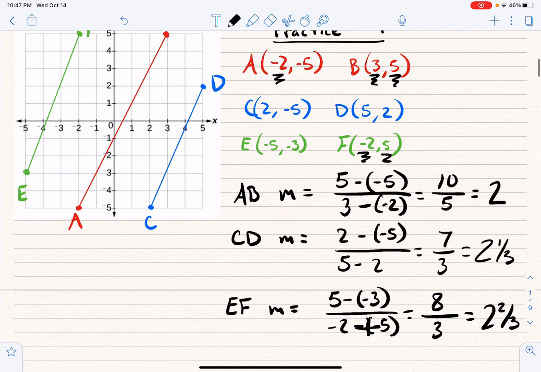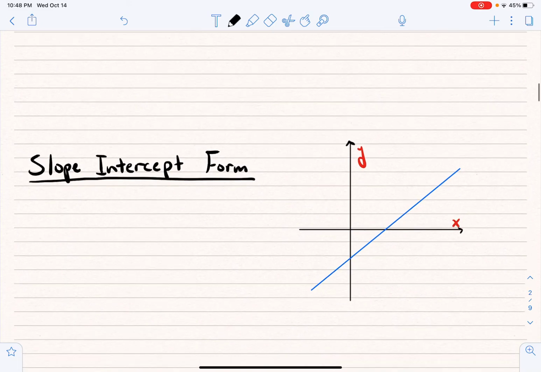And so now we can see that AB has a slope of 2, CD has a slope of 7/3 or 2 1/3, and EF has a slope of 8/3 or 2 2/3. And so none of these lines are parallel because none of them have the same slope. Remember, parallel is always about same slope. Okay, we're going to move on.